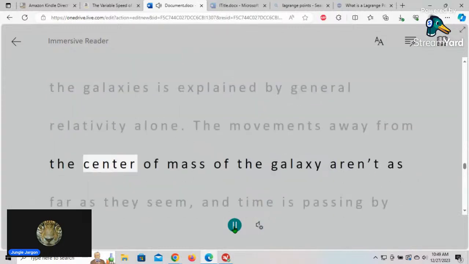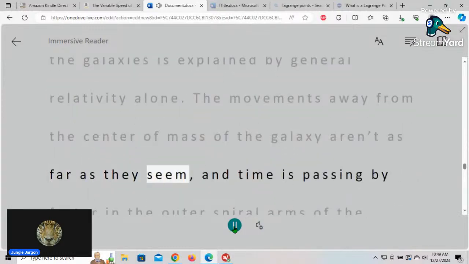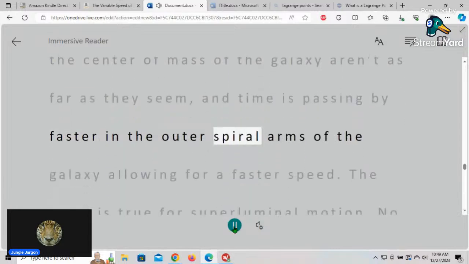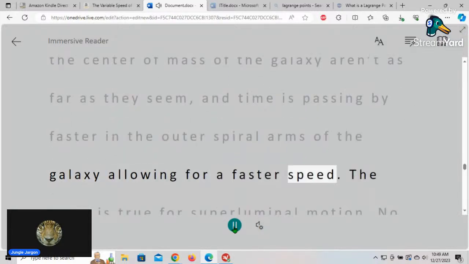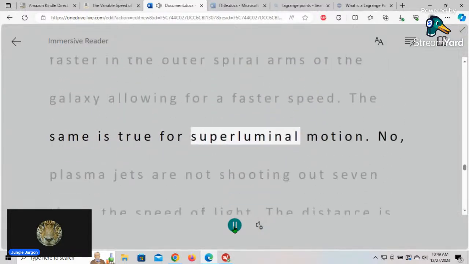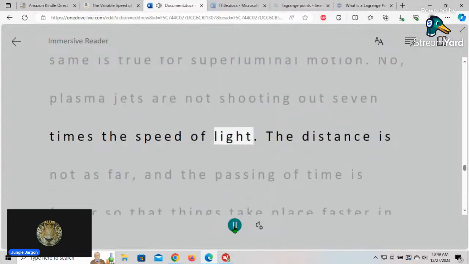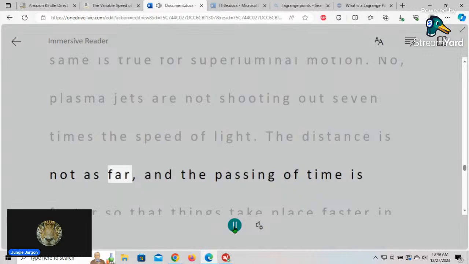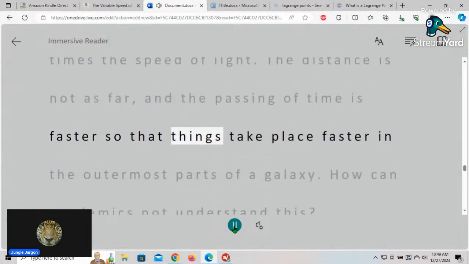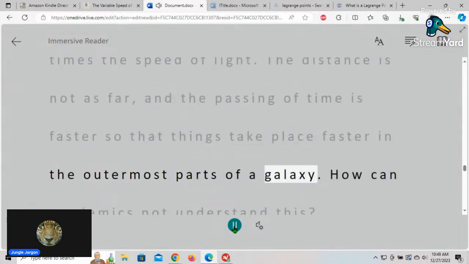The movements away from the center of mass of the galaxy aren't as far as they seem, and time is passing by faster in the outer spiral arms of the galaxy, allowing for a faster speed. The same is true for superluminal motion. No, plasma jets are not shooting out at 7 times the speed of light. The distance is not as far, and the passing of time is faster, so that things take place faster in the outermost parts of a galaxy.